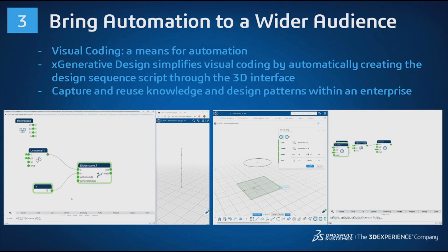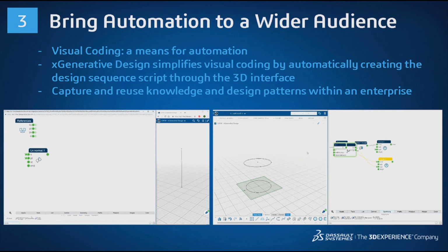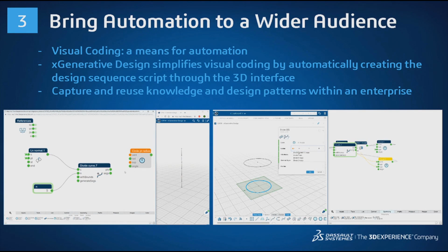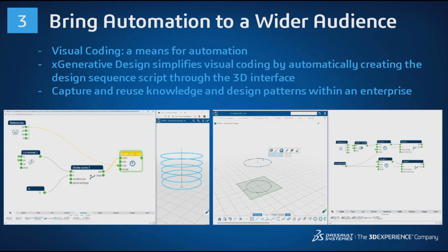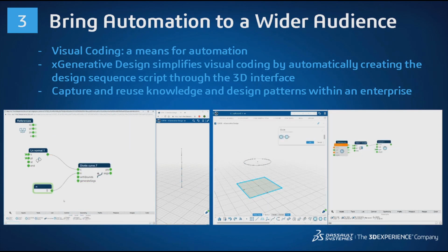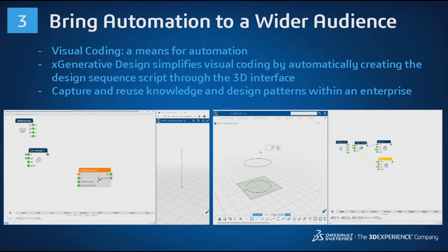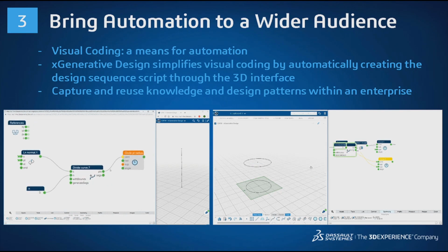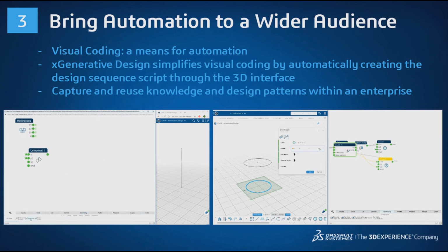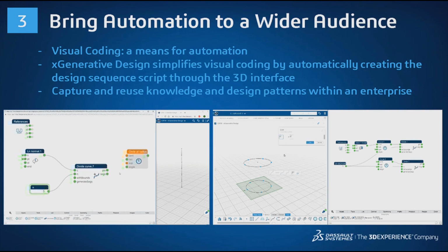So what is visual coding? It's a means for automation, a graphical way to automate design and generation of data and geometry. X Generative Design simplifies visual coding. You see on the right video here that as you model in 3D, X Generative Design is automatically creating that graphical script for you so that you don't have to work only on the 2D graph, but you can model in 3D, and we're generating that script for you automatically. Moreover, you can take those graphical scripts, capture them and encapsulate them into templates that can be reused and shared across your enterprise, creating design patterns that are accessible and reusable to capitalize on your intellectual property and your knowledge and know-how.